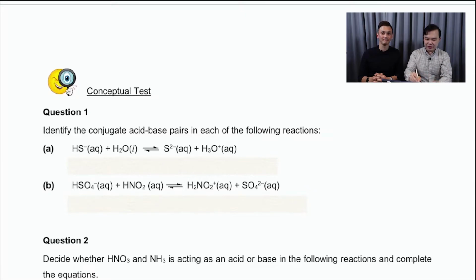The first thing you should always do is recognize the pairs. I hope it's not too hard for you to recognize that there is HS minus and S2 minus, which will be one pair. And of course, the other pair that you see is H2O together with H3O plus.